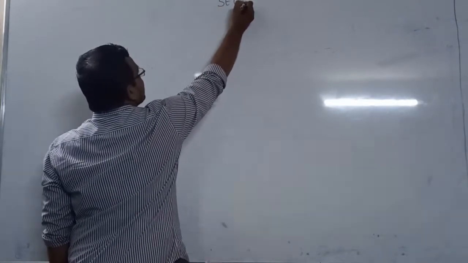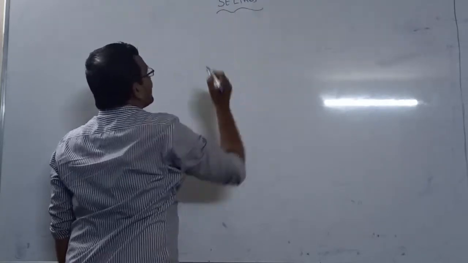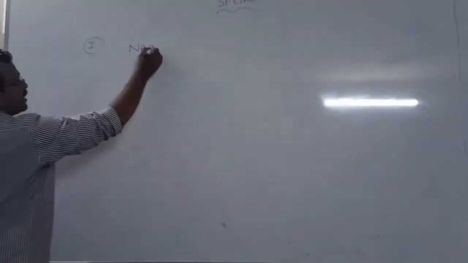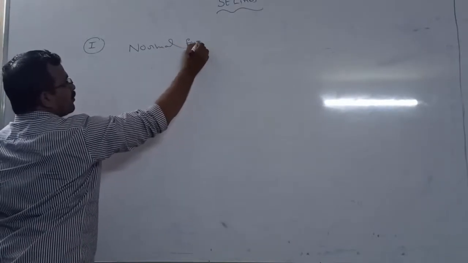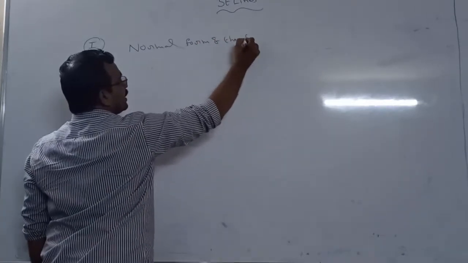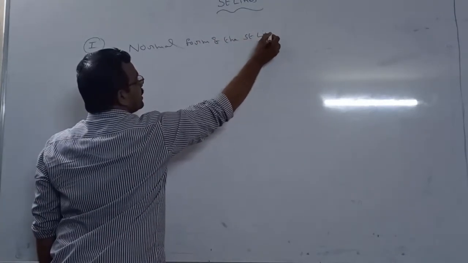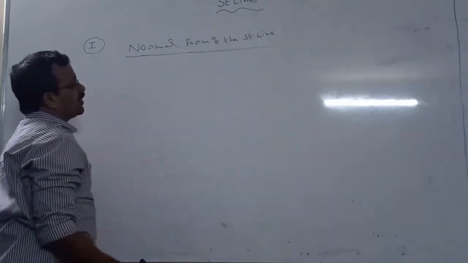Straight lines. In this chapter, our first concept is the normal form of the straight line. What is the normal form of the straight line?